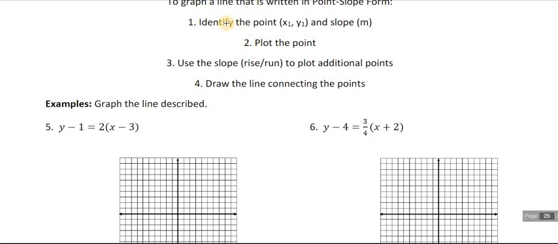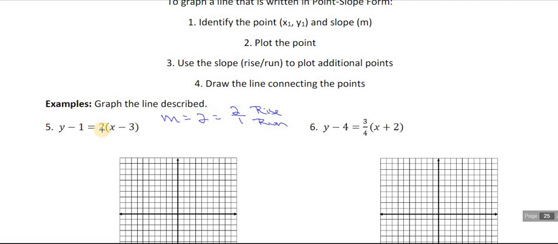So actually step 1 says to identify the point and the slope right away. So, all right, number 5. The easy thing to find here is going to be the slope. The slope is right in front of my parentheses, on the right-hand side in front of the x. So my slope is 2, which we want to write as a fraction, 2 over 1. So rise and run.